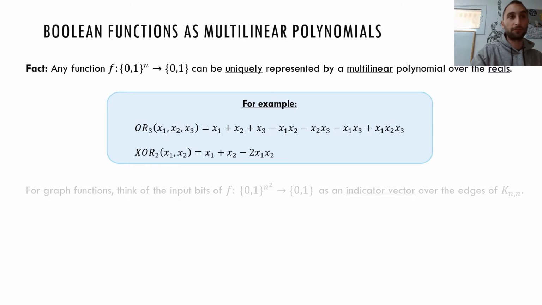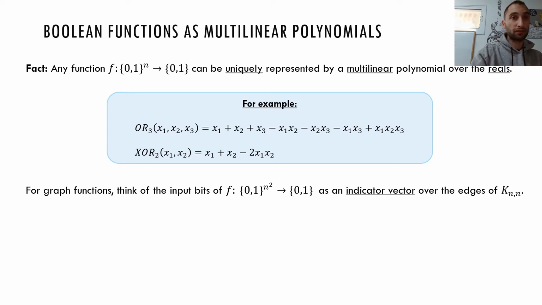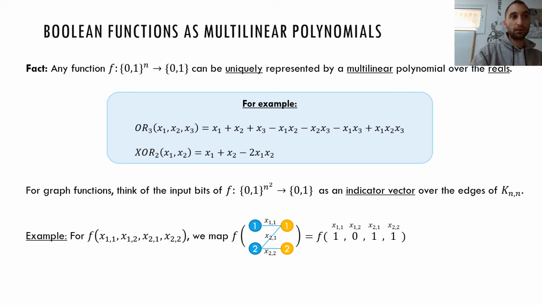For example, the OR function over 3 input bits or the parity function over 2 input bits are represented by these polynomials. For Boolean functions whose inputs correspond to balanced bipartite graphs, we can think of the n-squared input bits as an indicator vector over the edges of the complete bipartite graph. That means that there is a one-to-one correspondence between the n-squared input bits and subgraphs of the complete bipartite graph. So for example, this input graph corresponds to the Boolean vector 1, 0, 1, 1. And if we remove the edge (2,1), then this graph corresponds to 1, 0, 0, 1.